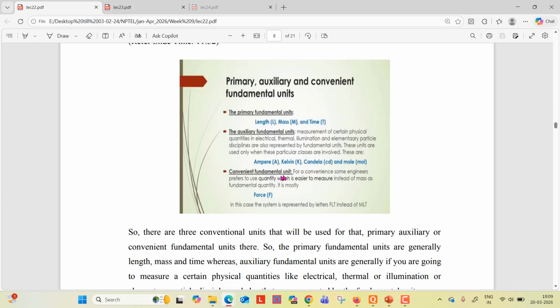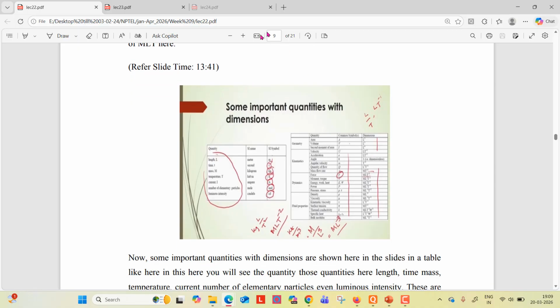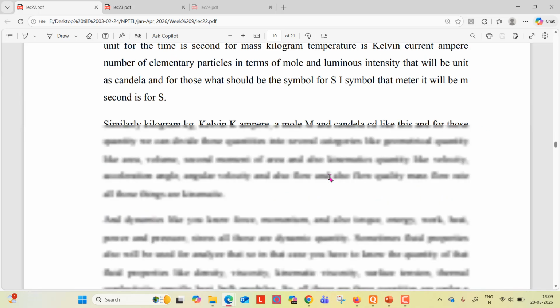And convenient fundamental units: for convenience, some engineers prefer to use a quantity which is easier to measure instead of mass as a fundamental quantity. It is mostly force. In this case, the system is represented by letters FLT instead of MLT. So these are some important quantities with dimensions.